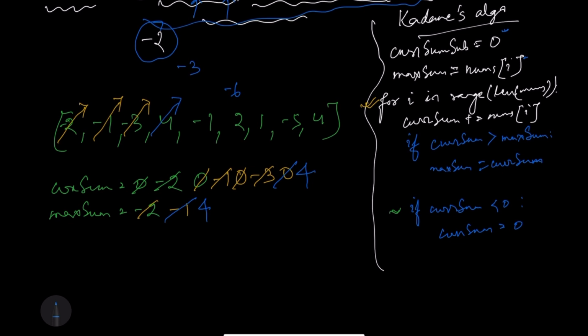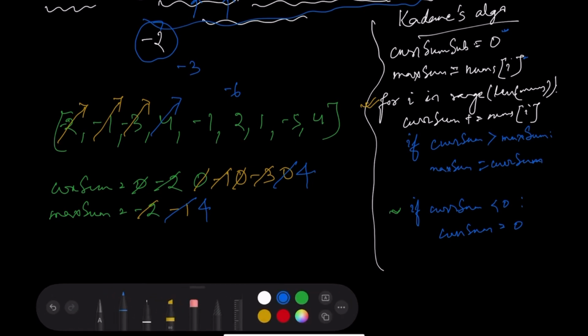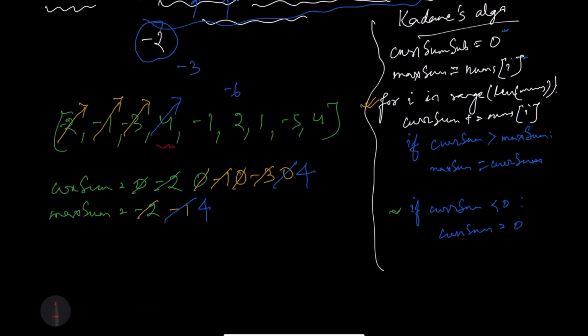So I come to -1. Now wait, this is where my subarray started. So we have 4. Now I am coming to -1. So when I add -1 to this, now this will be 3. Is 3 greater than 4? No, it is not. So we will not update our maximum sum. But it is not a negative integer, so we will not even update our current sum to 0.